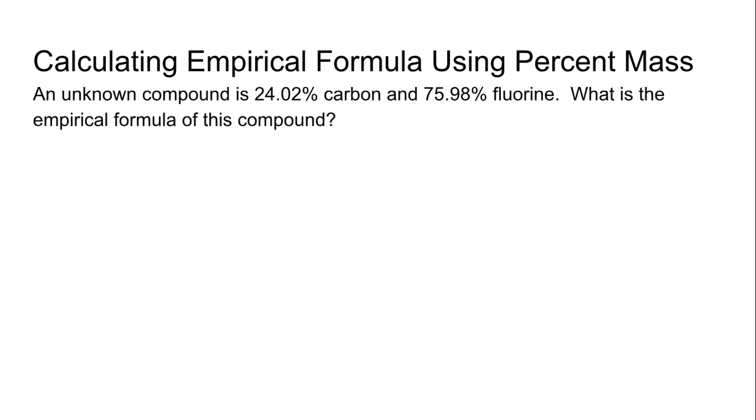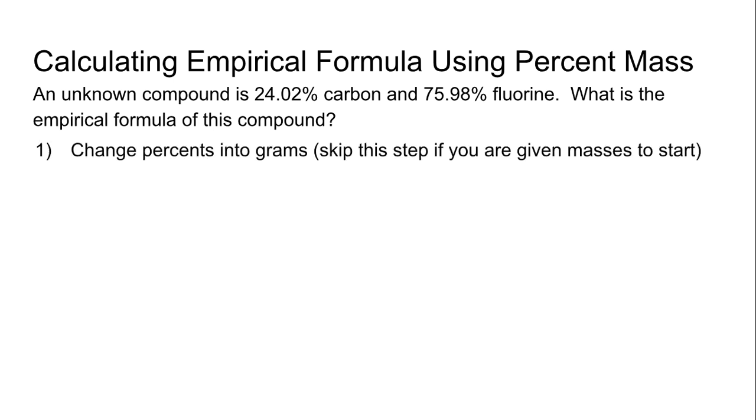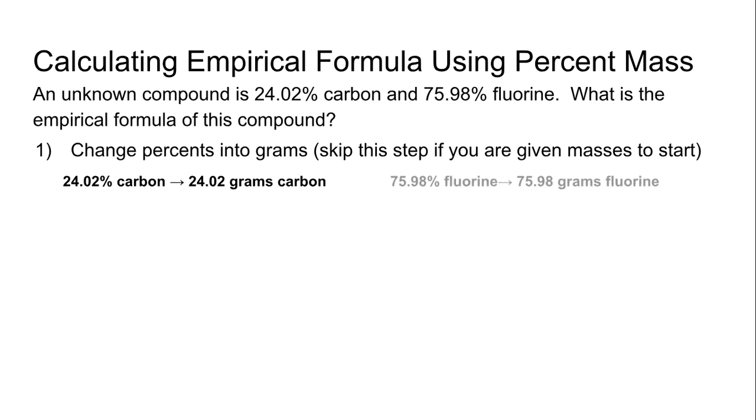Here is an example. We have an unknown compound, which is 24.02% carbon by mass and 75.98% fluorine by mass. What's the empirical formula? Well, we're going to follow 4 simple steps here. First, we're going to change those percents into grams. You can skip this step if you're already given masses to start with. I'm going to take my 24.02 percent carbon and just say that's grams. My percent becomes grams. And for my 75.98% fluorine, I'm going to say that's 75.98 grams of fluorine. Not too spicy. Actually, that step's really easy.